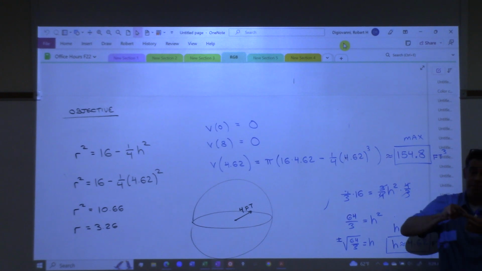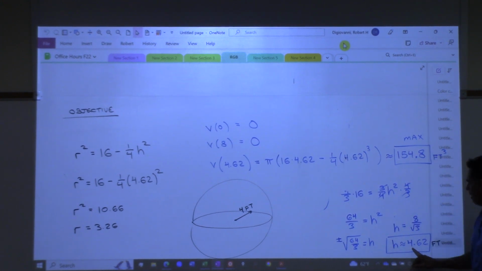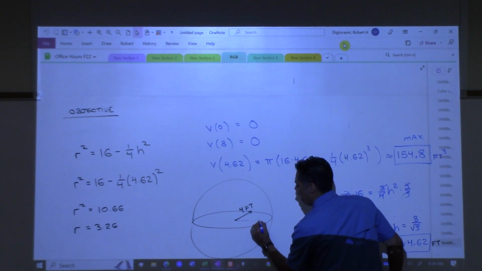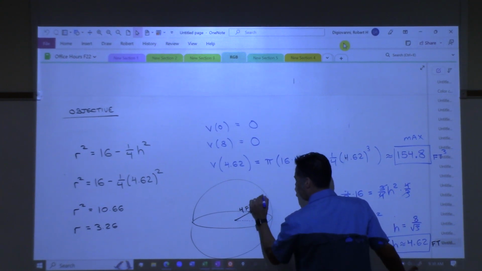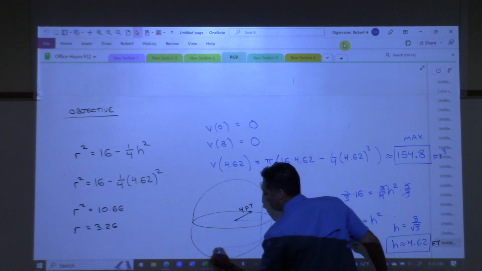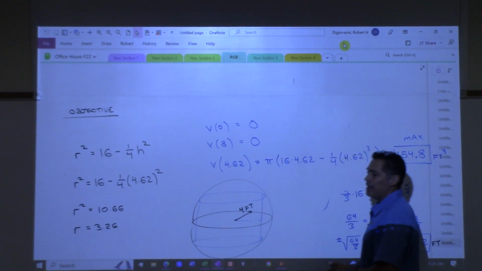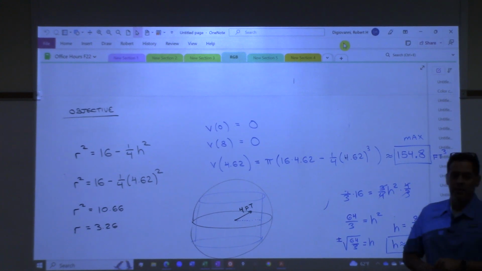So remember, height is both up and down, total together. So half of this is 2.31, half of that. That means I go 3.26 out, whatever that is. Then I go up about 2 and down 2 and then draw my cylinder in here, and that will be the biggest volume I can get, right?